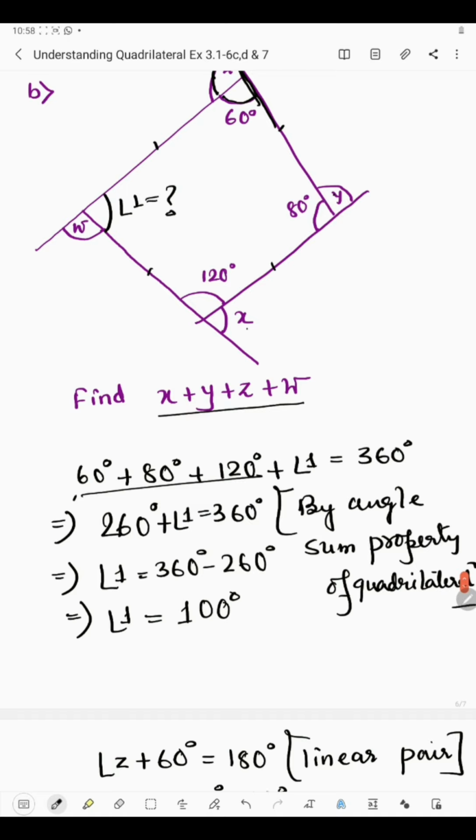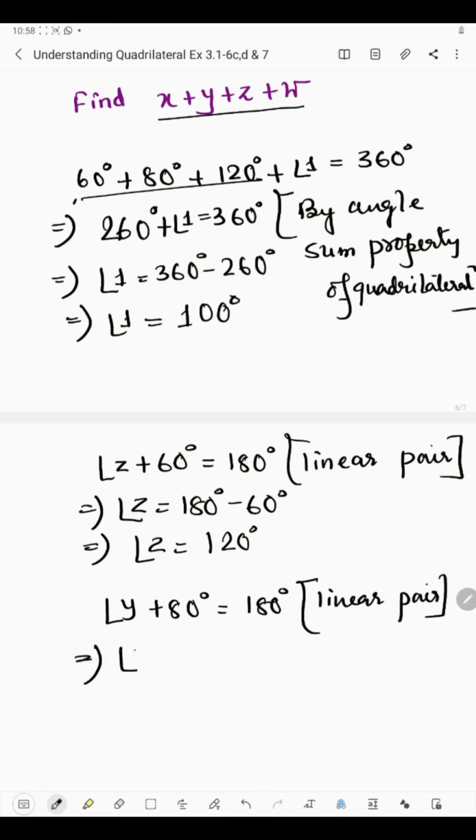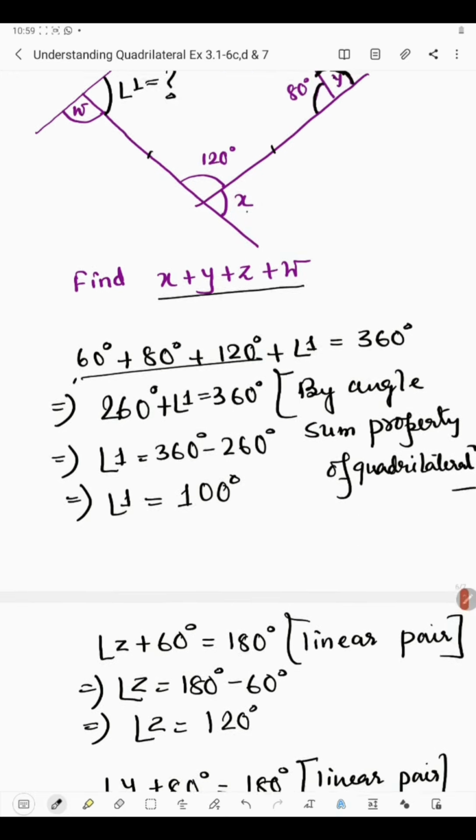Now here y and 80 degree form a straight line, and angles forming on a straight line make 180 degree, as these are linear pair. So angle y plus 80 degree is equal to 180 degree, as this is a linear pair. So angle y will be 180 degree minus 80 degree. So 0 minus 0, 0, 8 minus 8 is 0, and 1. So y is 100 degree.